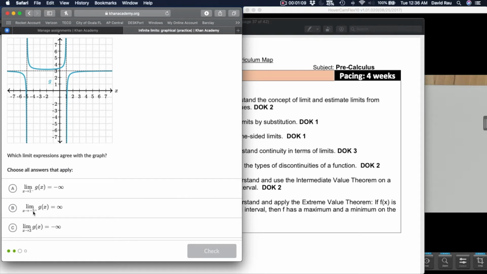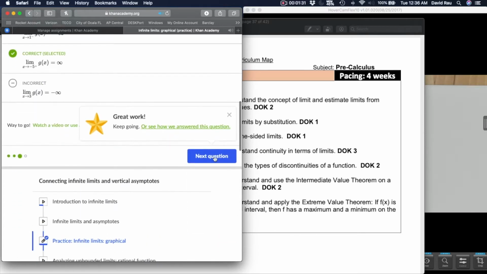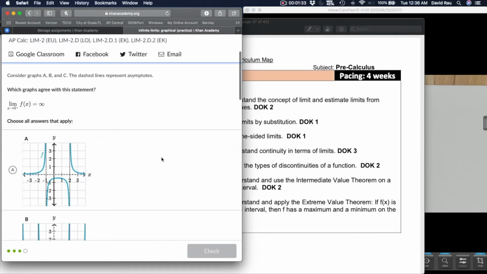This one says negative 5 from the right, so let's find negative 5. Here it is. From the right, the limit is going up, up, up to positive infinity, so yes, check it off. What about the limit as we approach 3? Well, here's 3. The limit as we approach 3 is, I don't know, 2.8, so don't click that one. Cool. And we'll just do this a few more times to get the idea.